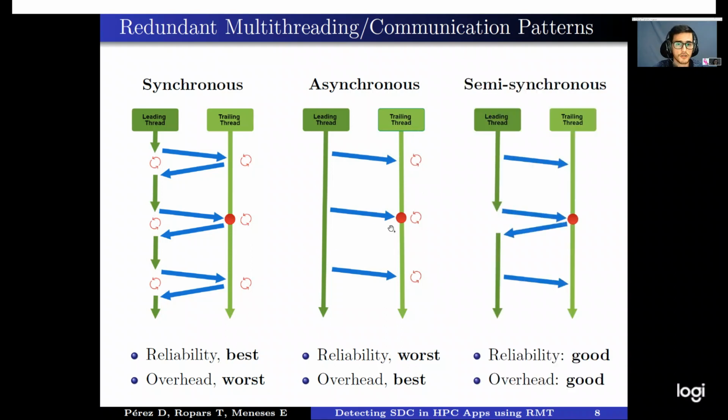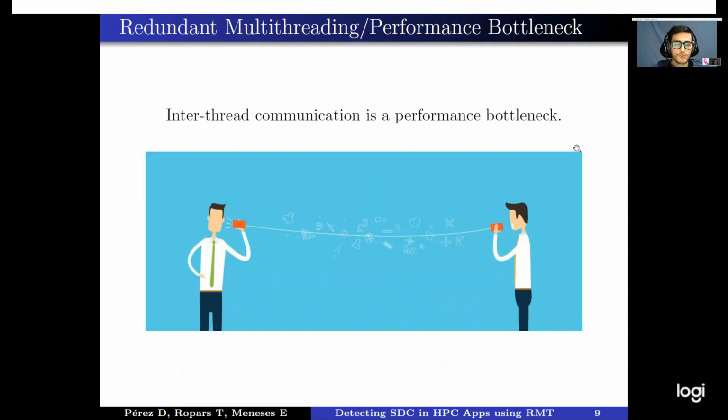And what is usually done is something in between, which is called a semi-synchronous communication pattern, in which the leading thread is only going to stop and wait at these volatile access points. And this is good regarding reliability and also regarding overhead. So this is the usual approach for a redundant multithreading approach. So as can be seen, this inter-thread communication is a performance bottleneck. All the data that the threads need to transfer implies a lot of overhead.